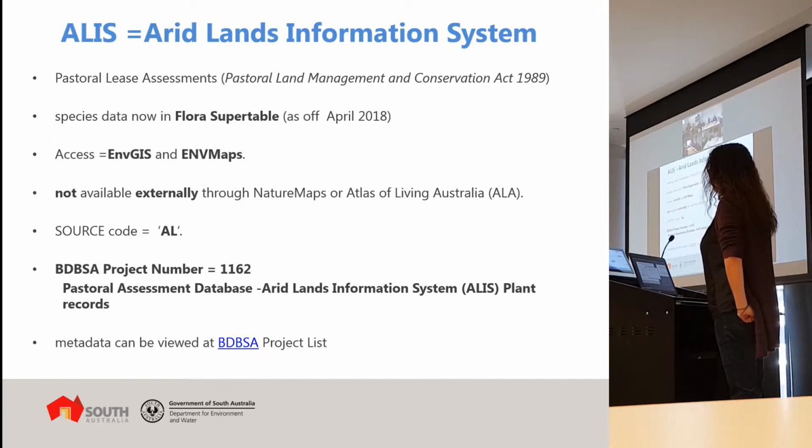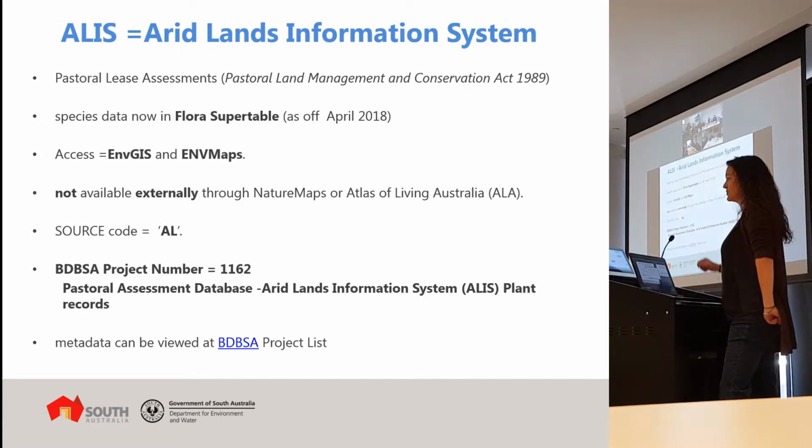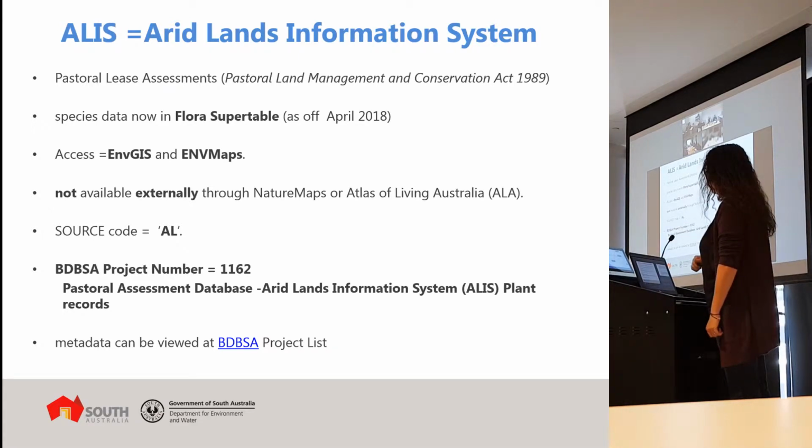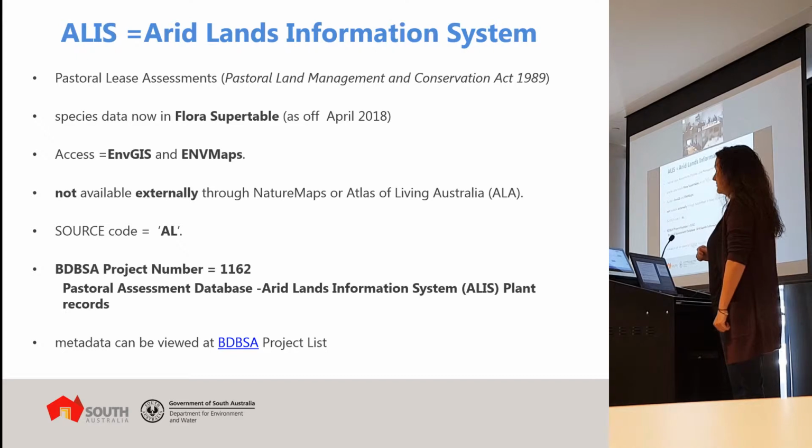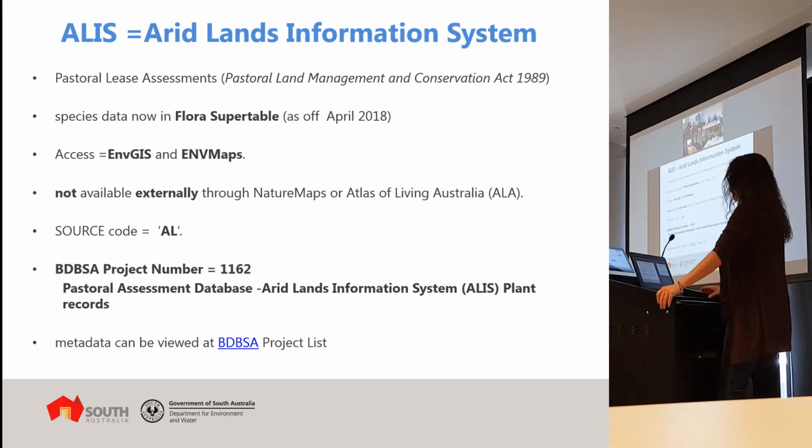If you're looking inside the super table, there's a field called source code, which if you want the ALIS data, you would filter on AL, or if you're extracting records, all the ALIS records will have AL against them in the source code, and they've also been assigned to a BDBSA project number, even though they're managed within ALIS. We often give them a project number just so we can define the metadata and make them more accessible and discoverable for people. So it's project 1162, so you can filter on that too if you're looking in the super table.